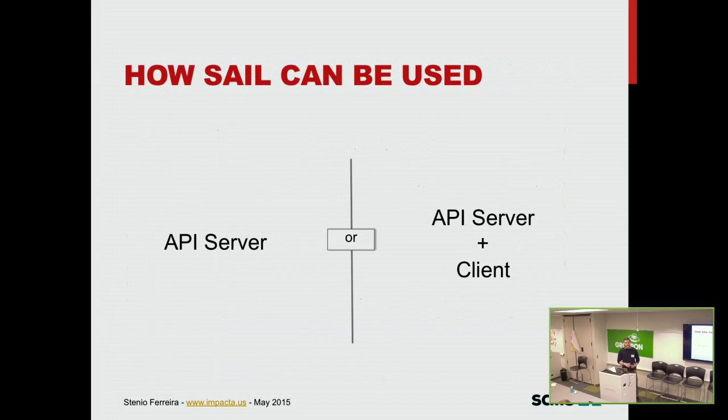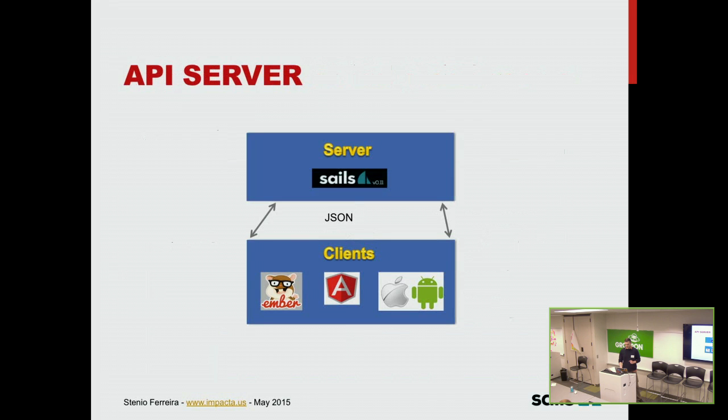How can Sails be used? From my point of view, Sails can be used two ways, either as a standalone API server or combined with the client. And let me show what I mean by that. As an API server, you have Sails just listening for requests, and you have your clients that are either separate projects or they can even be on separate machines. So Ember or Angular clients or even your iOS app can communicate to your Sails server.